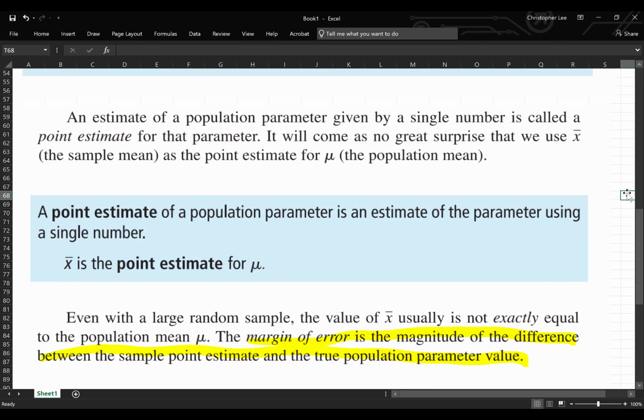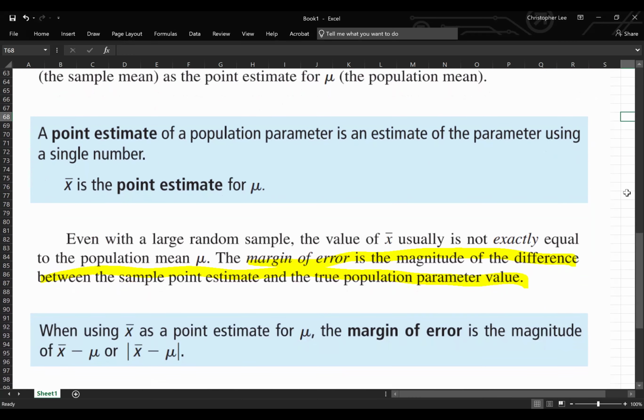Even with a large random sample, the value of X bar usually is not exactly equal to the population mean mu. The margin of error is the magnitude of the difference between the sample point estimate and the true population parameter value. So when using X bar, our sample mean, as a point estimate for mu, the margin of error is the magnitude of the sample mean X bar minus the population mean mu, or the absolute value of the sample mean minus the population mean.